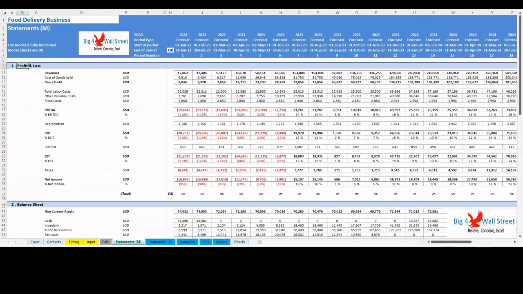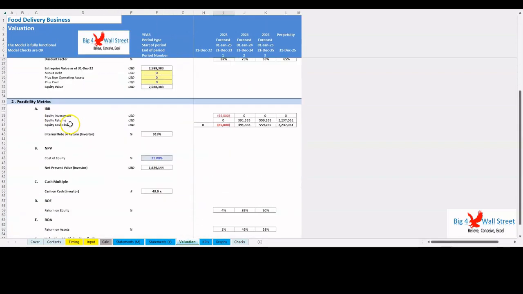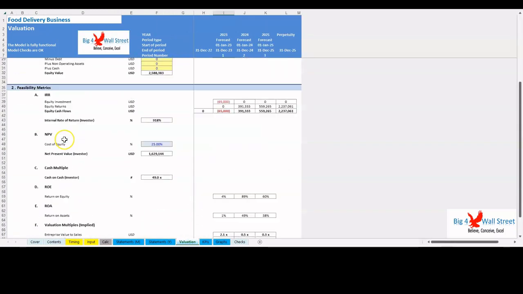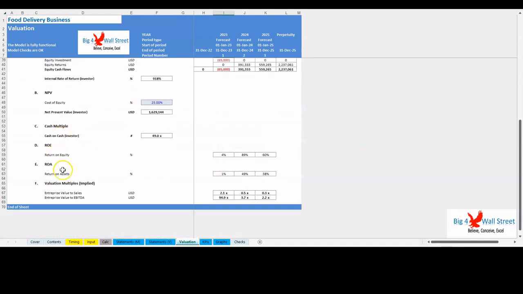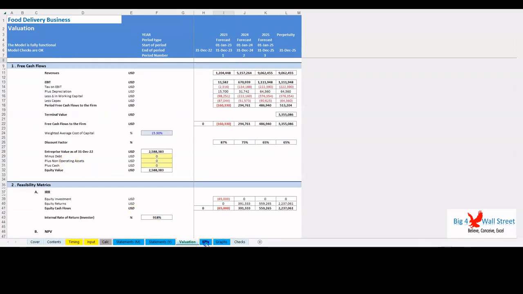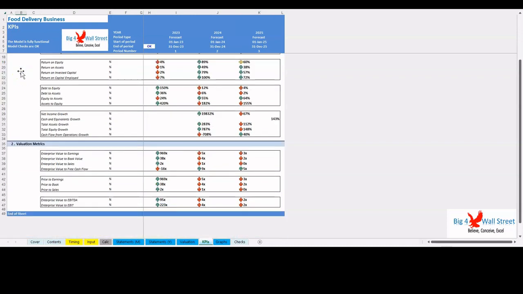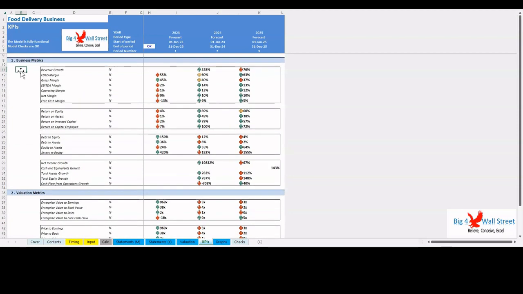In the Valuation tab, the valuation of the company is performed. In the same tab you can also find some feasibility metrics, such as return on equity, return on assets, net present value, internal rate of return and cash on cash multiple. The most important business and financial KPIs are presented in the KPIs tab, along with various valuation metrics. These KPIs are also presented by using some graphical representations in the Graphs tab.